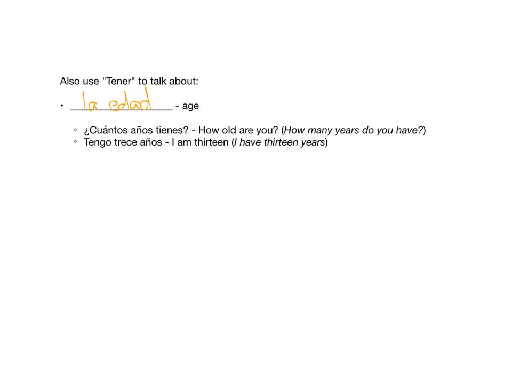So tengo means I have, and then you're going to combine that with your numbers that we know, 0 through 100 so far. So tengo 13 años would be I have 13 years, or I am 13 years old. And that's how we talk about age in Spanish.